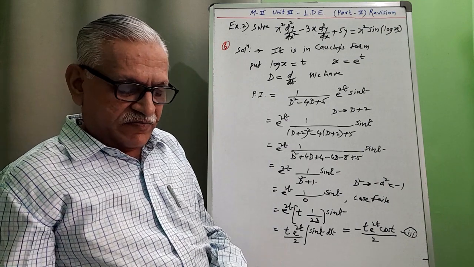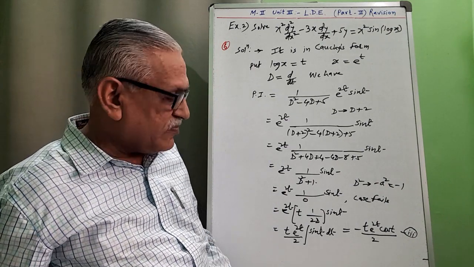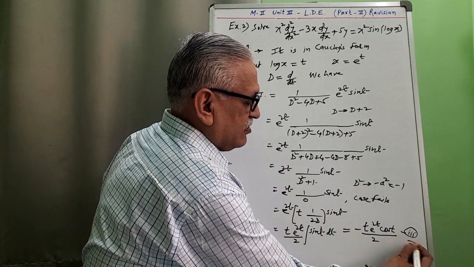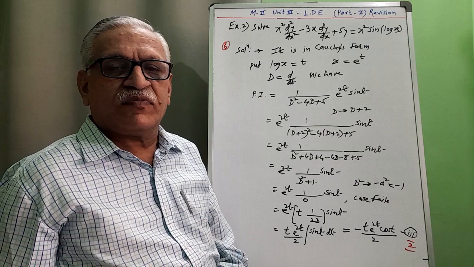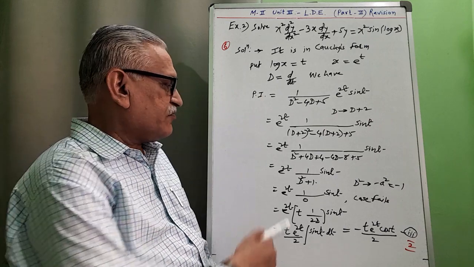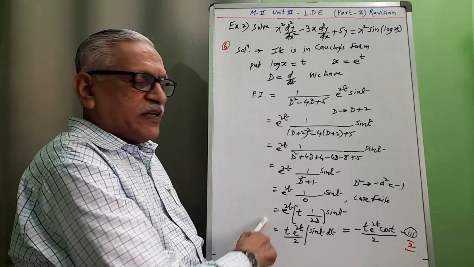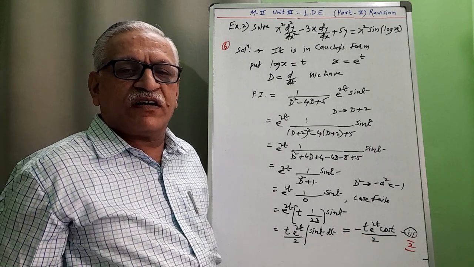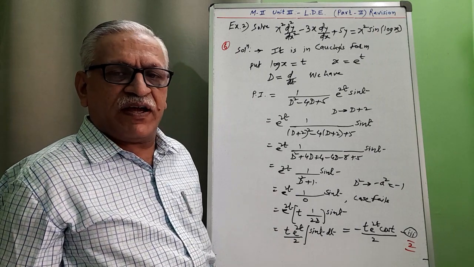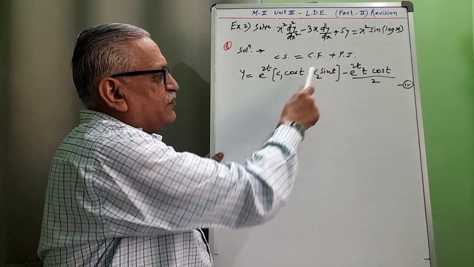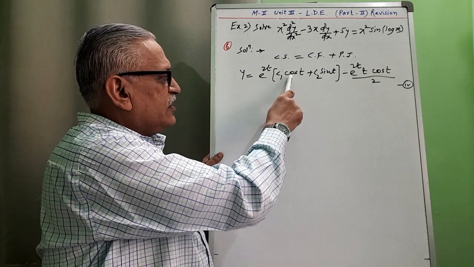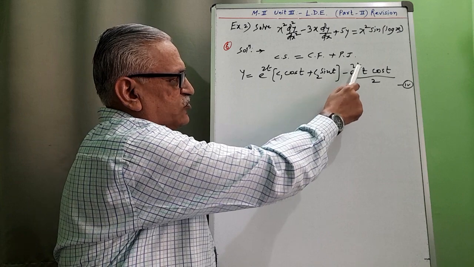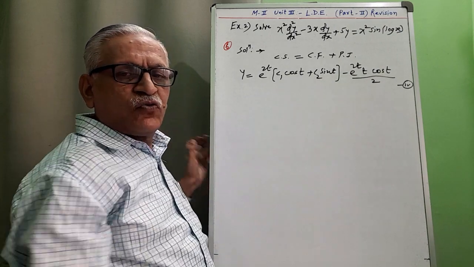Value of PI. 2 marks for this step, obtaining PI correctly. All this step must be correct, then only you will get that 2 marks. Then to obtain complete solution, combine CF and PI. Substituting the value of CF and PI, CF is e raised to 2t into C1 cos t plus C2 sin t, and plus PI minus e raised to 2t t cos t divided by 2.